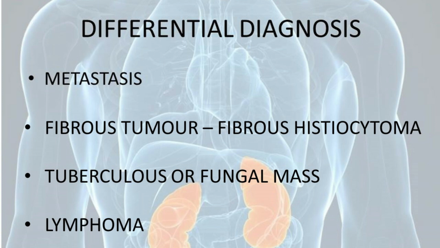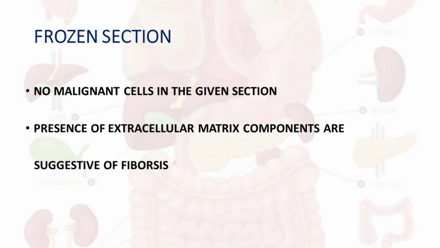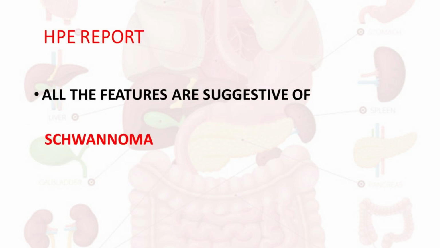Then surgery was done with a frozen section biopsy. A bit of the left adrenal mass was sent to the pathologist, and the frozen section was negative for any malignant cells in the given section, with evidence of some fibrosis. So we thought it's not a metastatic focus. So a left adrenalectomy was performed, and the mass was sent for complete histopathological examination.